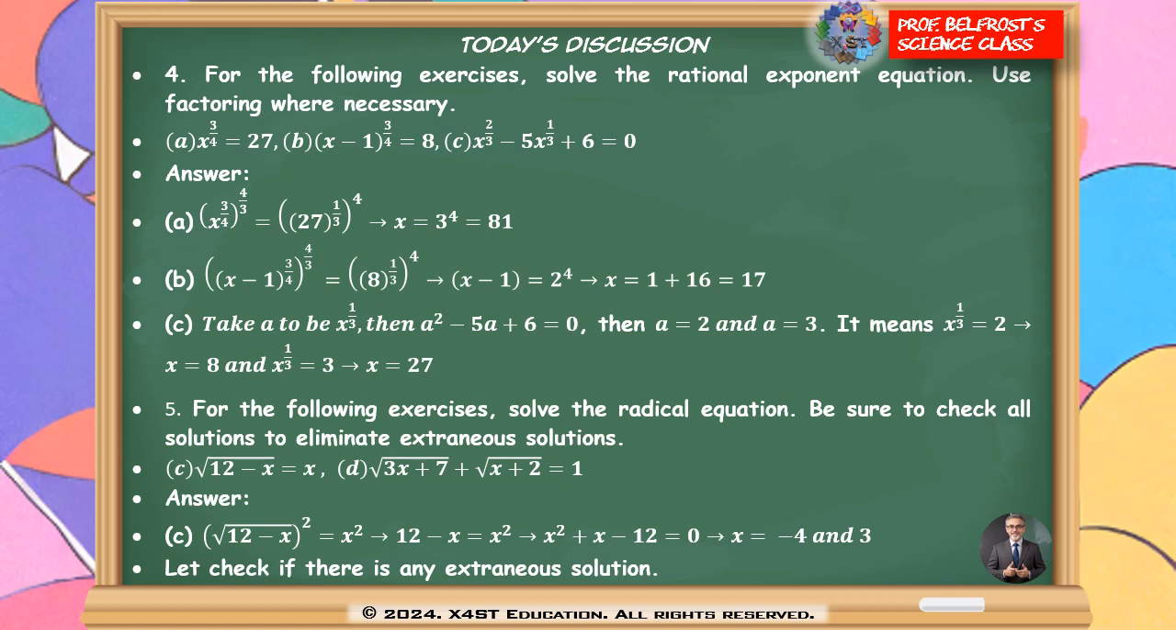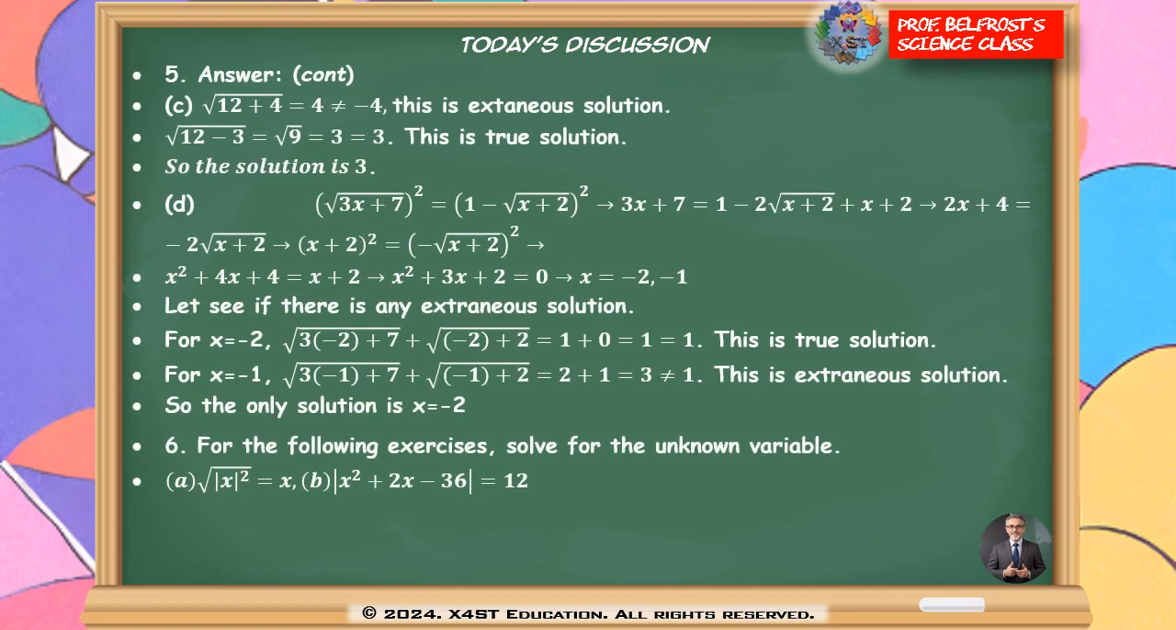Number 5, for the following exercises, solve the radical equation and eliminate the extraneous solution. So have C and D. It's actually easy. You just need to square both sides and solve for them. But although the equation will give you two solutions, not all of these solutions are the ones that we need. There will be some extraneous solutions, or sometimes even no solution at all. So you need to check it.